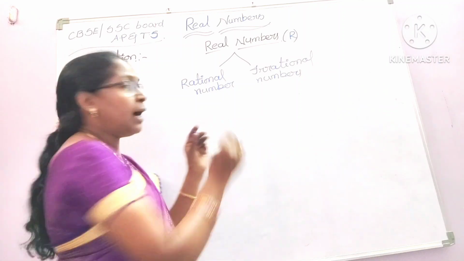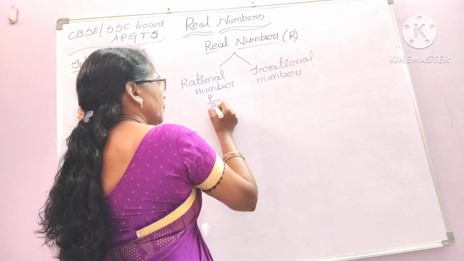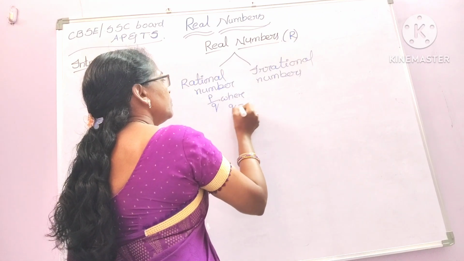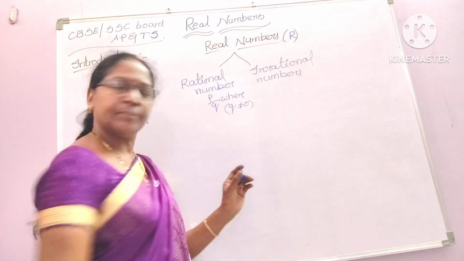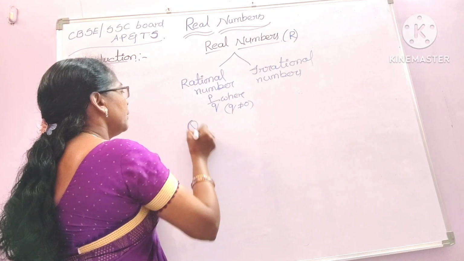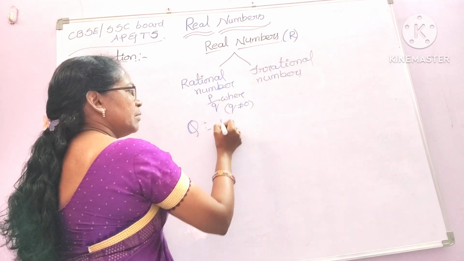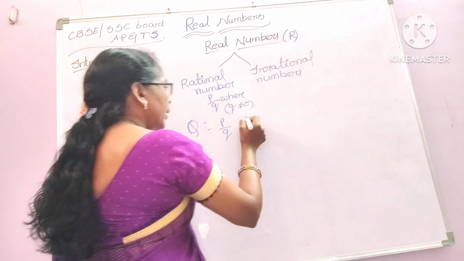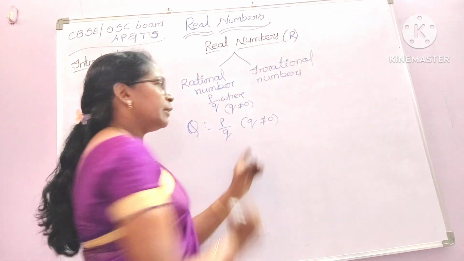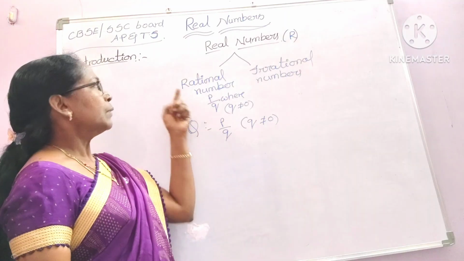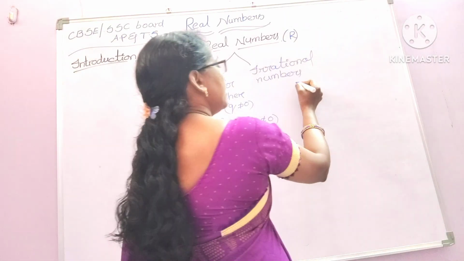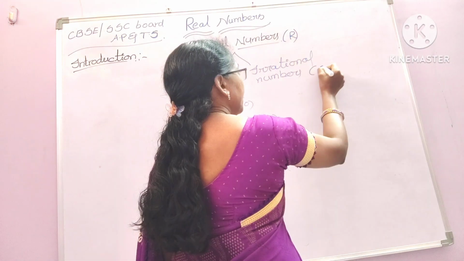Rational numbers are in the form of p by q, where q is not equal to 0. This is the condition. And these are represented by the letter capital Q. Q is in the form of p by q, where q is not equal to 0. Here the condition is that q is not equal to 0. Rational numbers are represented by the letter capital Q, and irrational numbers are represented by the letter capital S.